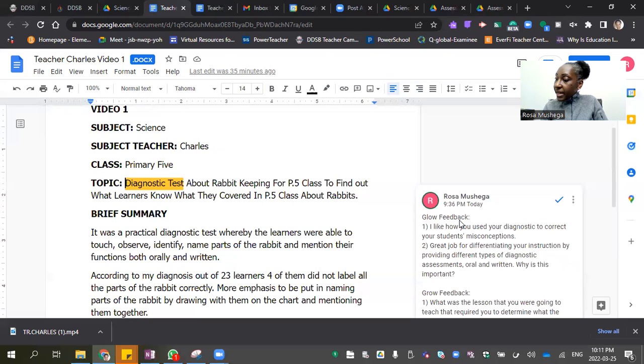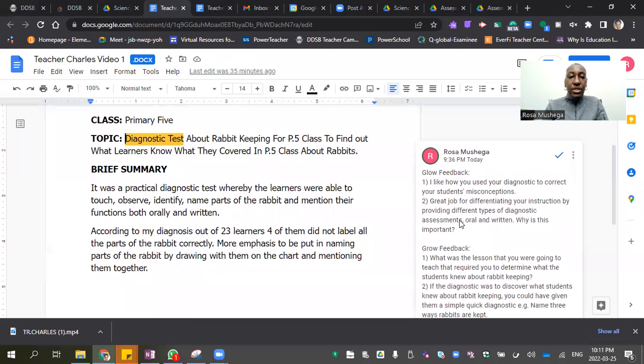I saw another paper as well that had some positive feedback, which was good. So that is wonderful. And then the last thing I want to touch base on was next steps. Okay, I didn't see any next steps. So now that you've ascertained that some students don't know how to label a rabbit, great. You told them that they need to practice naming parts of a rabbit by drawing with them on a chart. You are going to do it together with the class, great job.